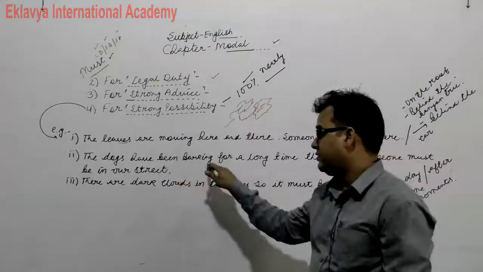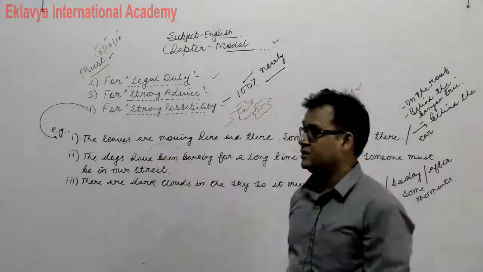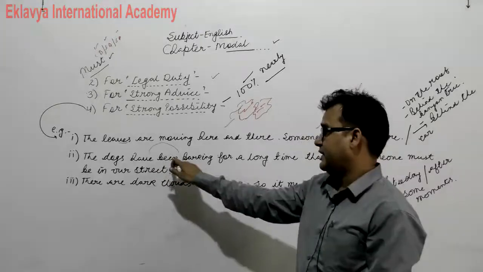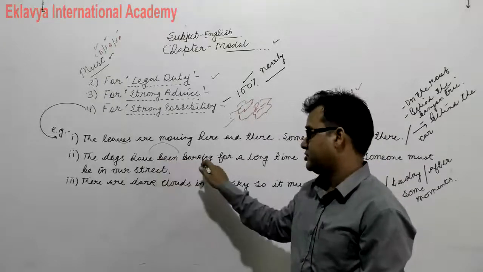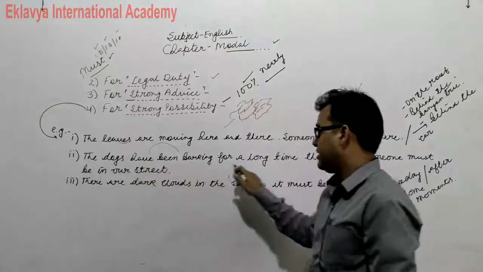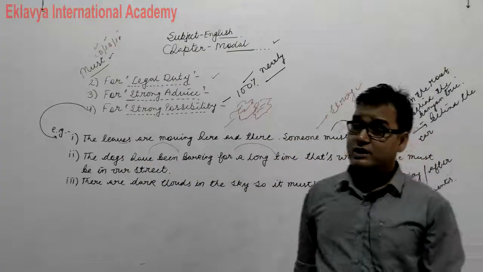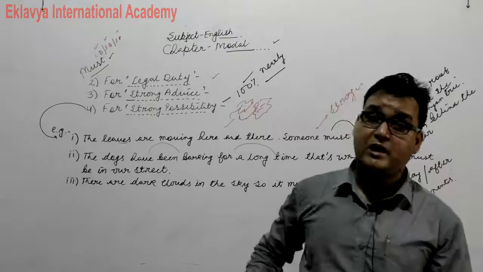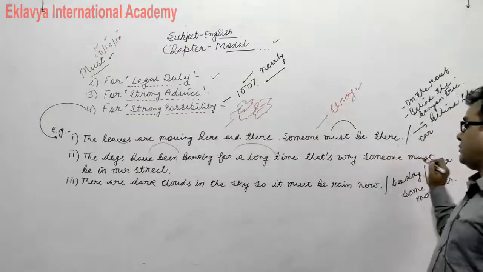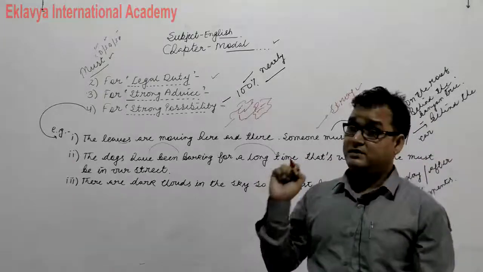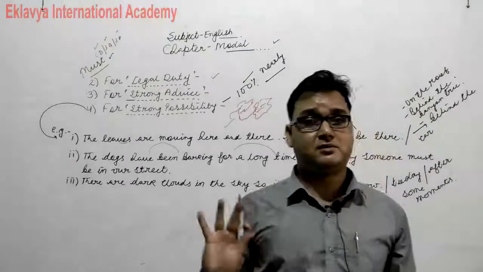The dogs have been barking. The given example is present perfect continuous tense: has been and have been plus verb first form plus ing. The dogs have been barking for a long time. The dogs have been barking for a long time. That's why someone must be in our street.